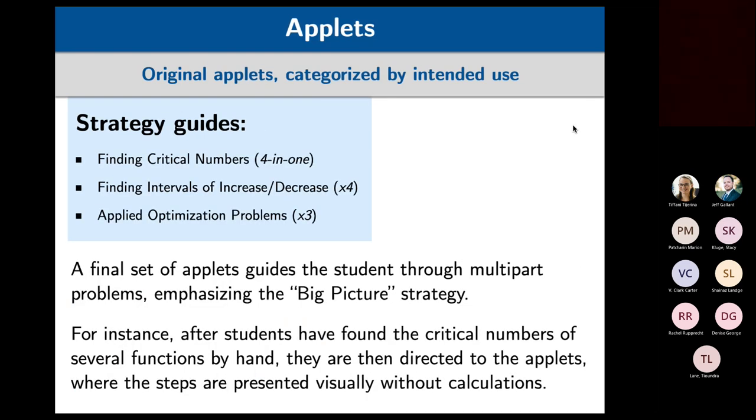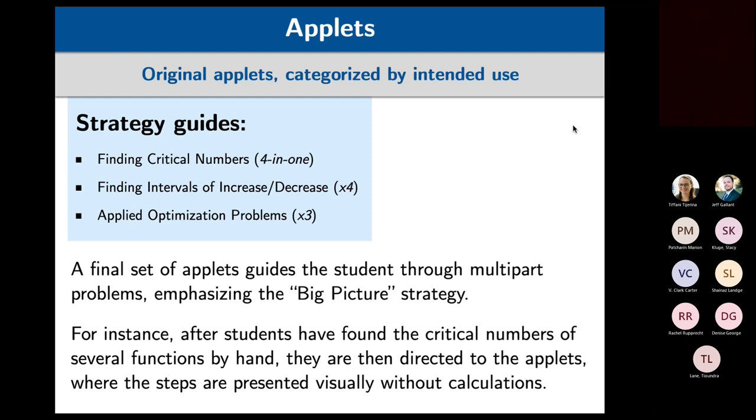Last set of applets, I'm calling them strategy guides. I don't know if that's the best name for them. The point of them is to emphasize a big picture strategy. These applets present multi-part problems worked out, just sort of the opposite of a flowchart. A flowchart tells you what to do to get the result of each part. This is kind of the opposite. It just shows you the result of each part.